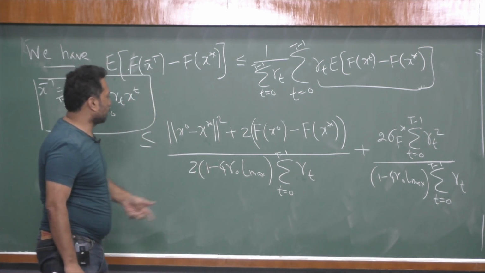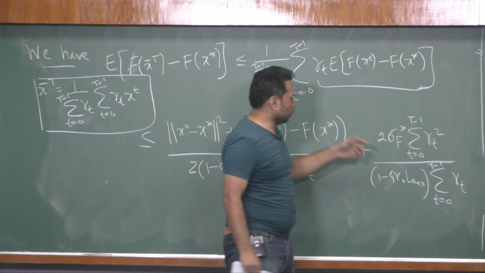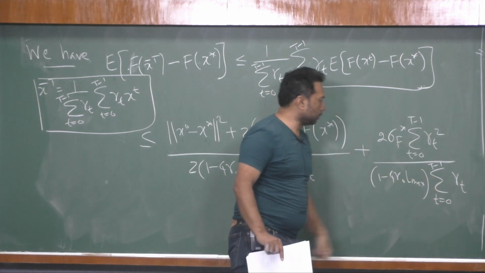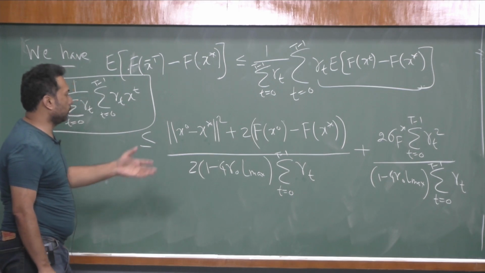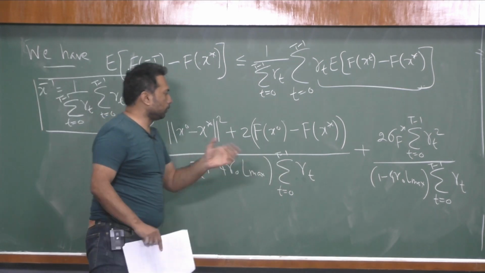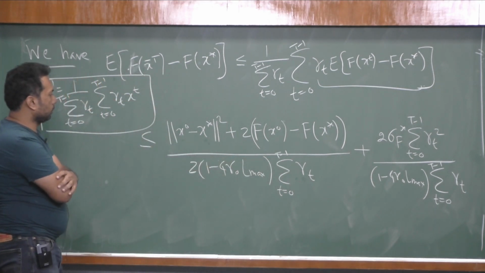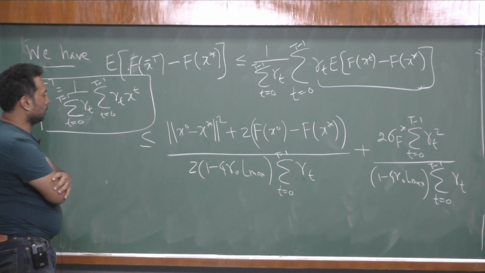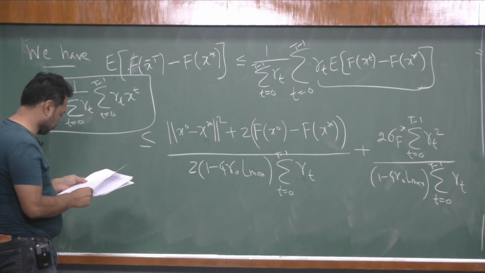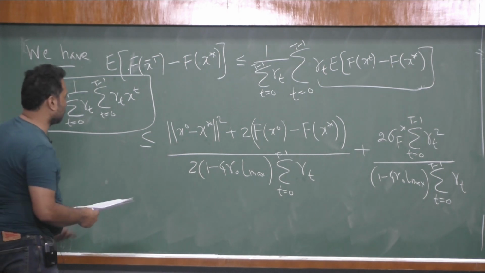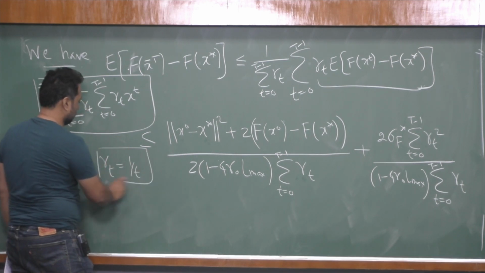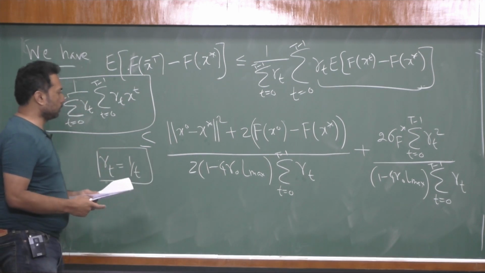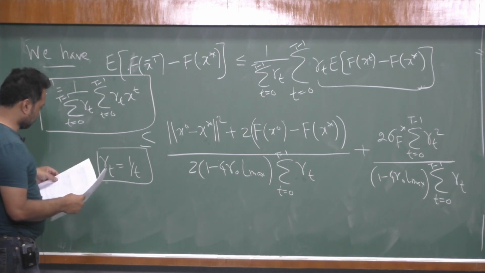Okay, so if the sum goes to infinity, this term will be 0 and this term will be 0, because this will be finite and this will be infinity. So a usual thing is, you should choose the step length in a way that the sum is infinity, but the sum of the squares is finite. So basically 1 over t will work. Okay, 1 over t. If you are not sure, then step length 1 over t will ensure a convergence guarantee.